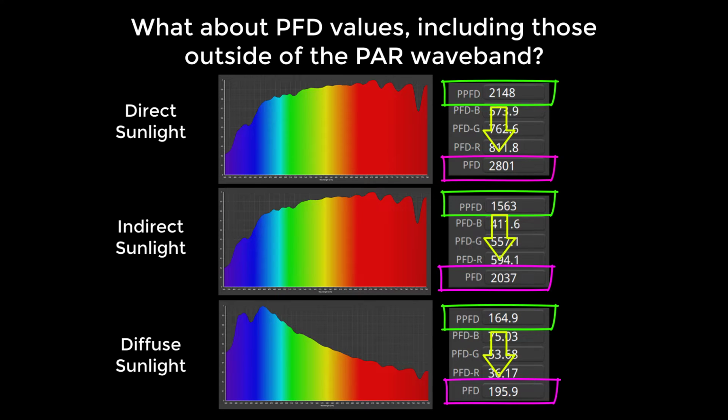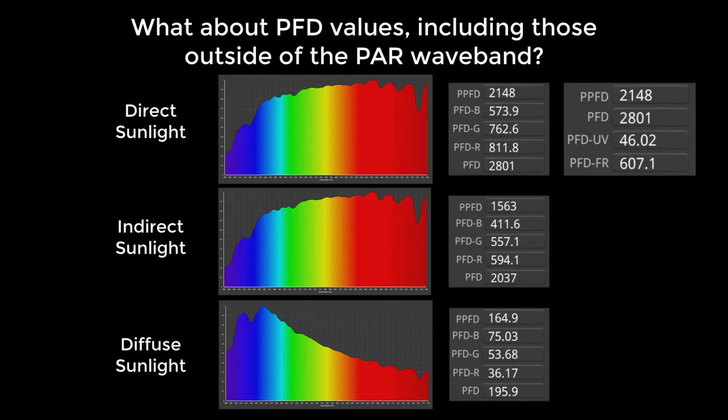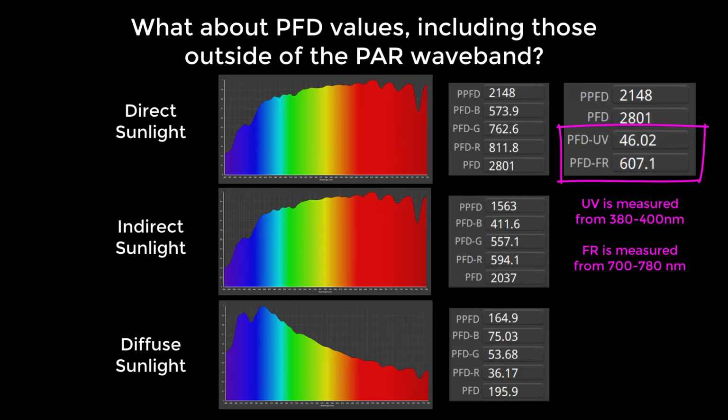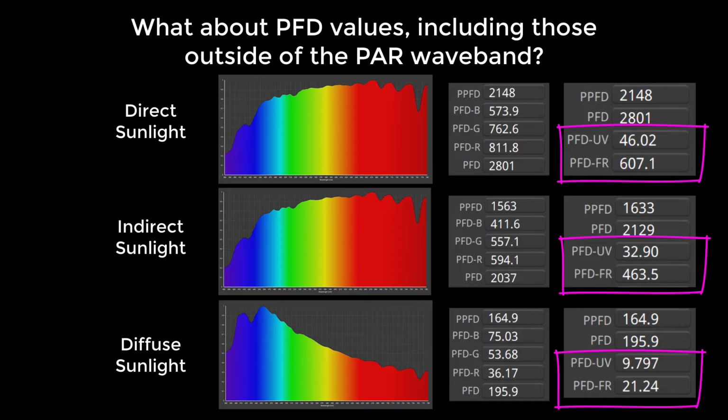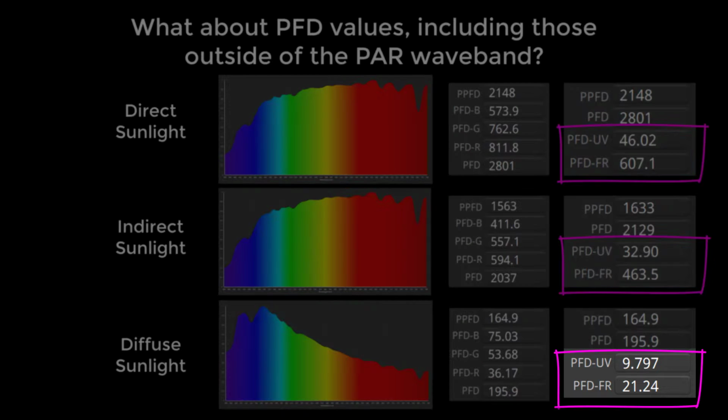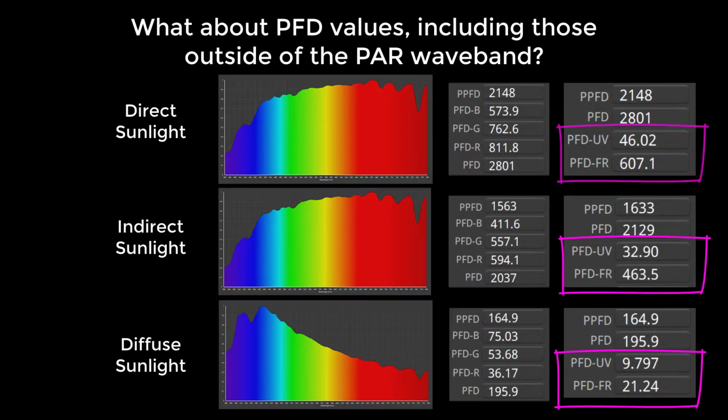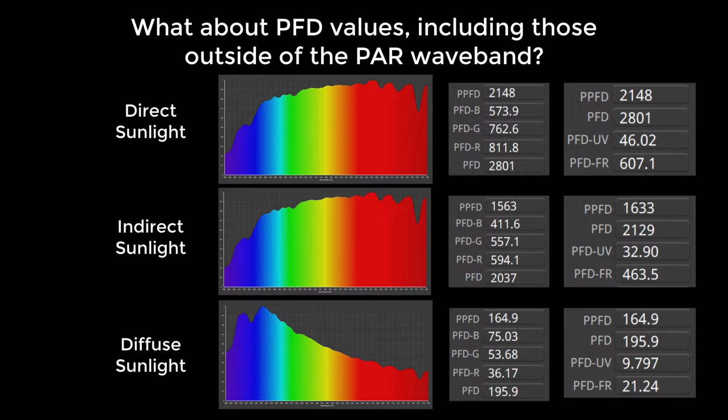Now if we want to see this in even more detail, we can see the light intensity in both the UV and far red wavebands for each of these measurements. And that can give us some interesting information, for example, how that ratio drastically changes in the diffuse sunlight. So let's go ahead and look in more detail at some of the cool features and measurements we can do with the LI-180 spectrometer.